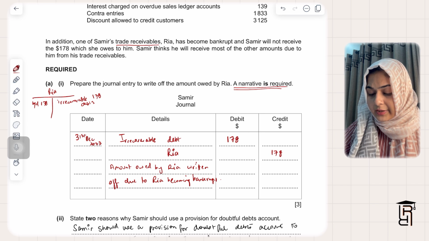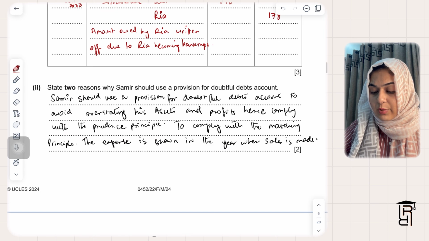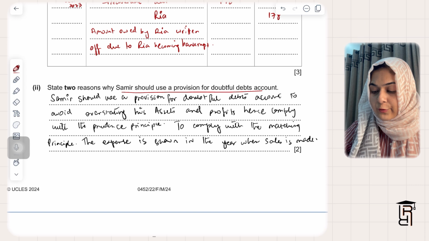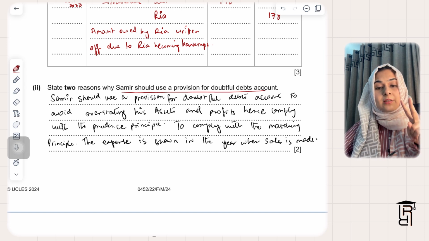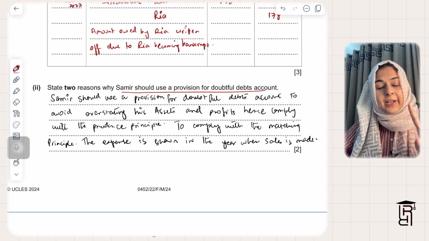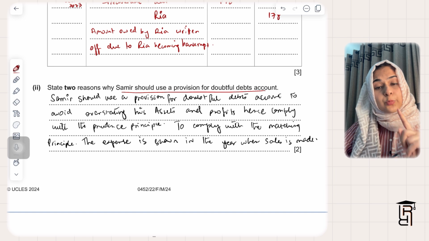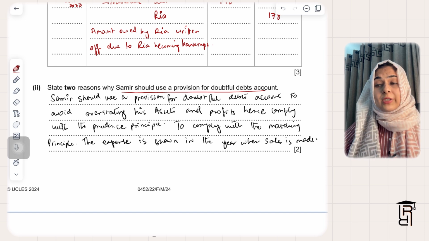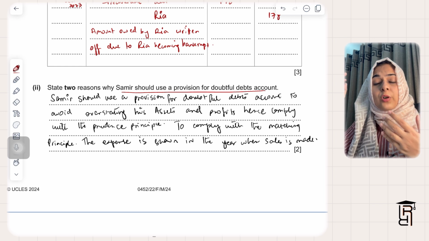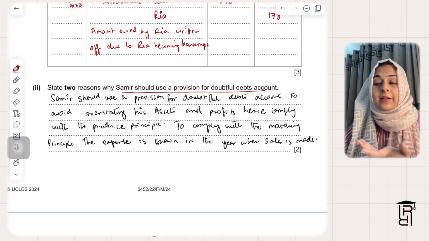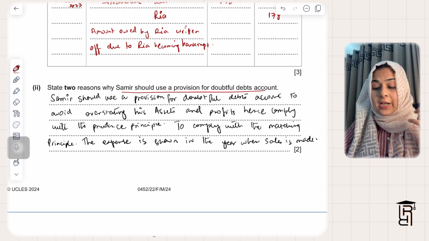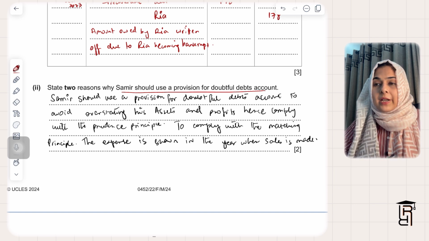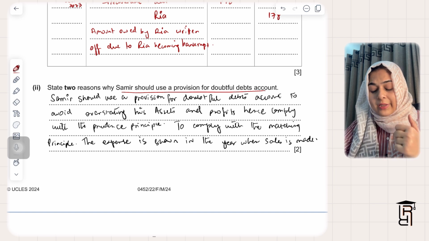In the next part, they are saying state 2 reasons why Samir should use a provision for doubtful debts. So for provision for doubtful debts, there are 2 accounting principles that are applied. Number 1 is prudence. The prudence principle says that you need to create a provision so that you can account for losses that are going to appear maybe in future. So in future, maybe some of my credit customers might not pay me, so that is why I need to create a provision for that.